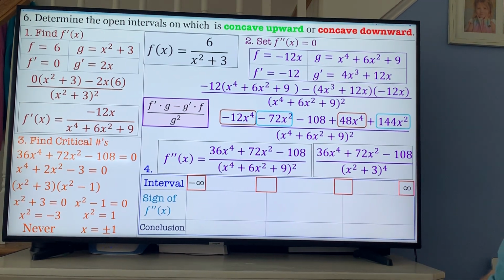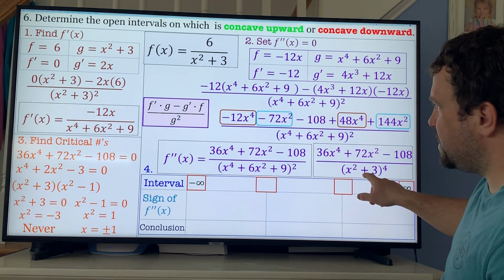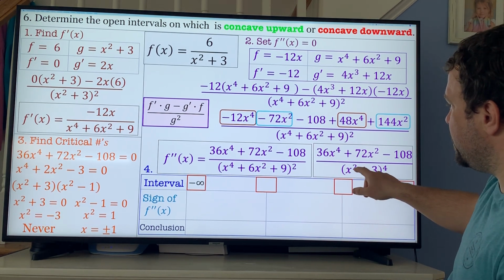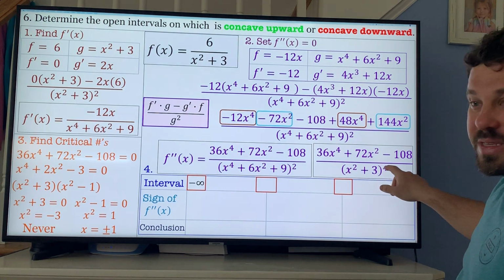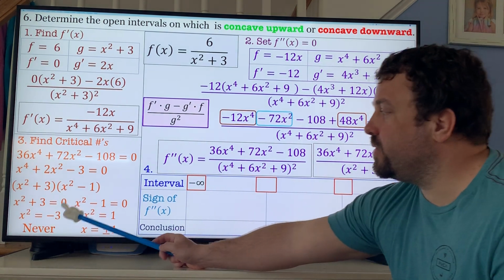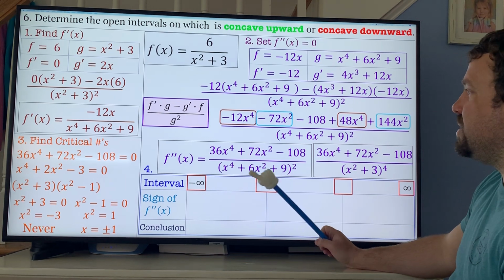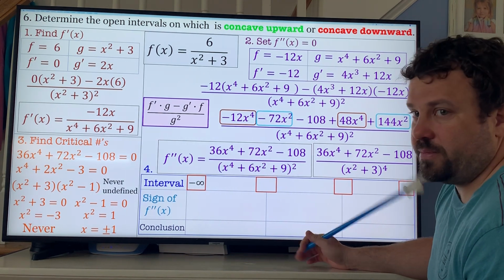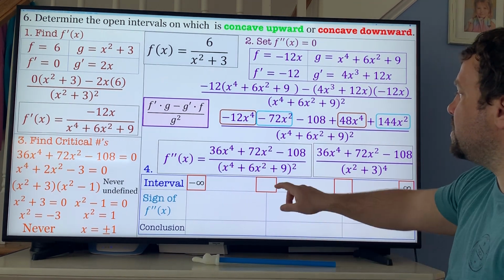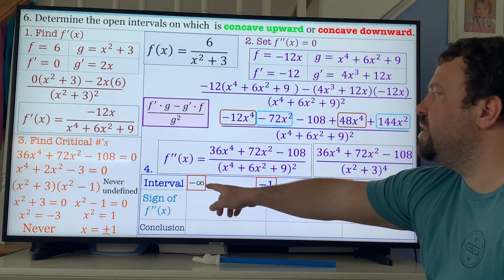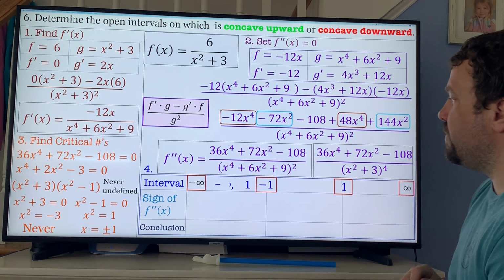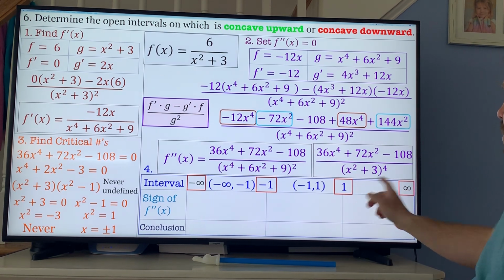Now, I ran out of a little space here. If I want to set this bottom equal to 0, you get x squared plus 3 equals 0. X squared equals negative 3, just as we had over here. So what happens is you'll never be undefined. All right? So our only critical numbers are negative 1 and 1. And now since we got our intervals, now it's easy. Negative infinity to negative 1, negative 1 to 1, 1 to infinity.